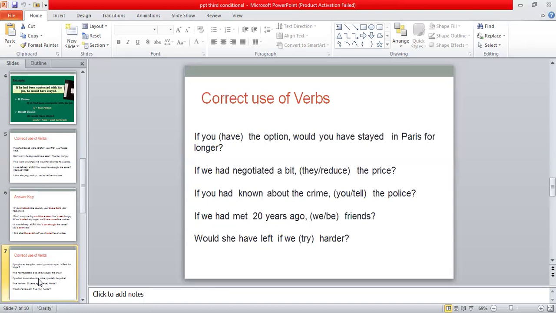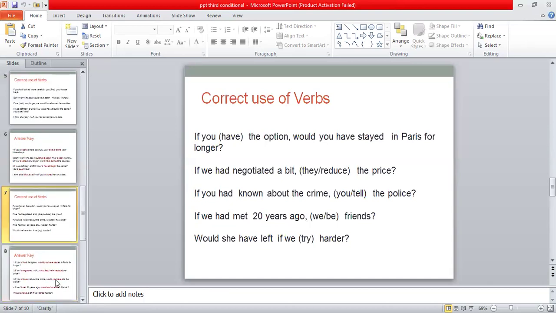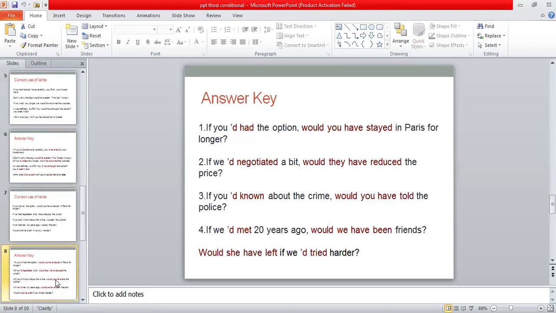And in order to check your answers, whether your sentences are correct or not, you can easily consult the answer key, which is available right after the sentences. So in this way, it will be easy for you to correct your answers and to know your mistakes. If you see that mistakes are there, you can easily correct them with the help of the answer key.